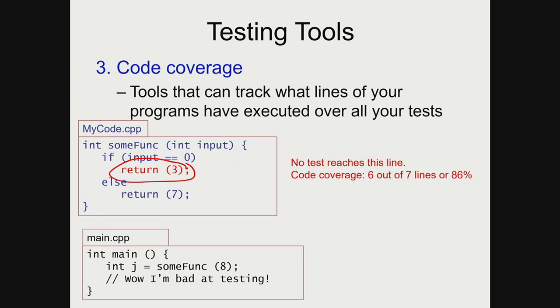A code coverage tool will tell me that. It'd say that your tests cover 6 out of 7 lines, or 86% of your code, and this particular line no test covers. So that tells me I should go make another unit test. I should make sure it covers that line.